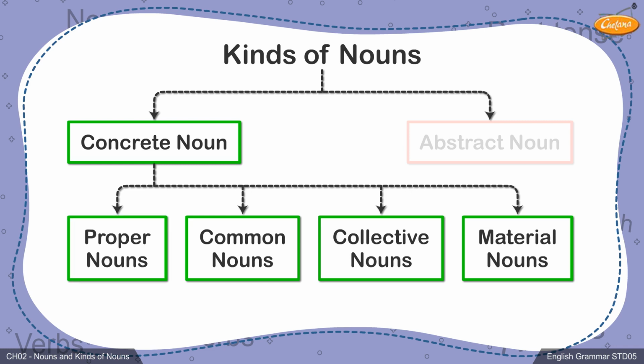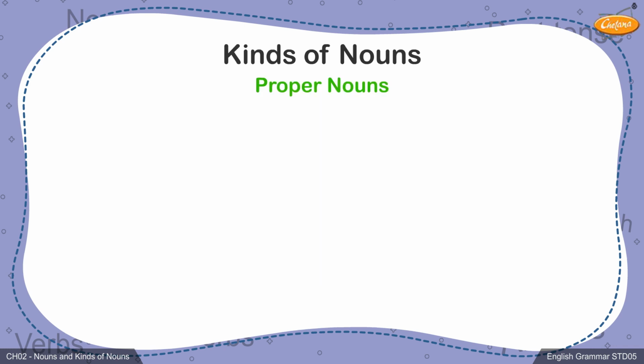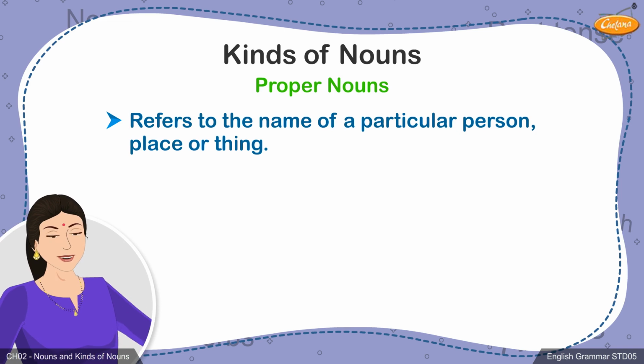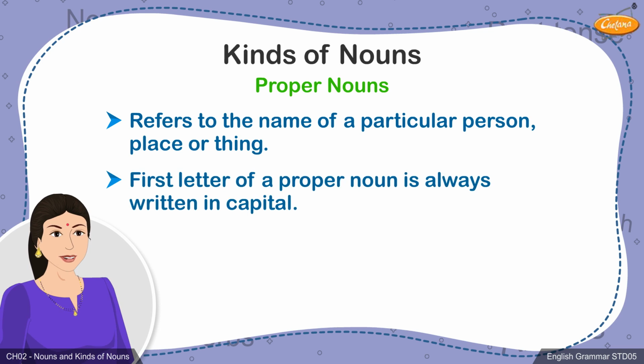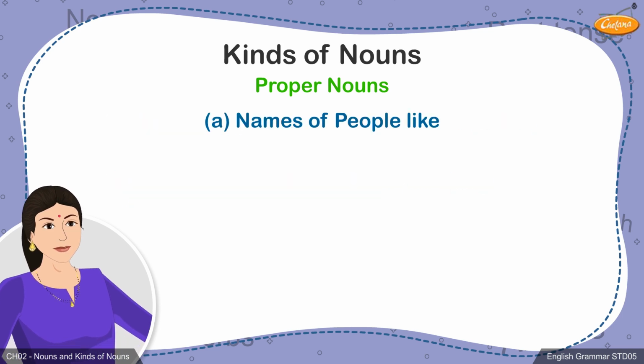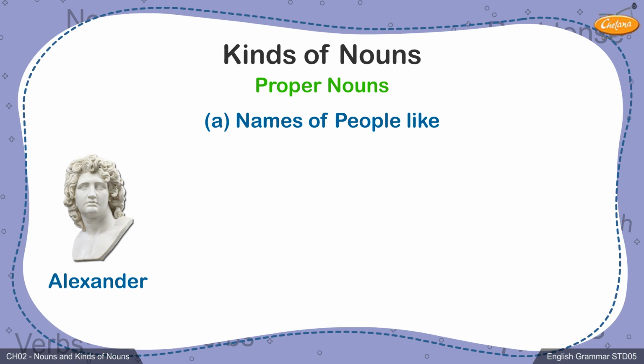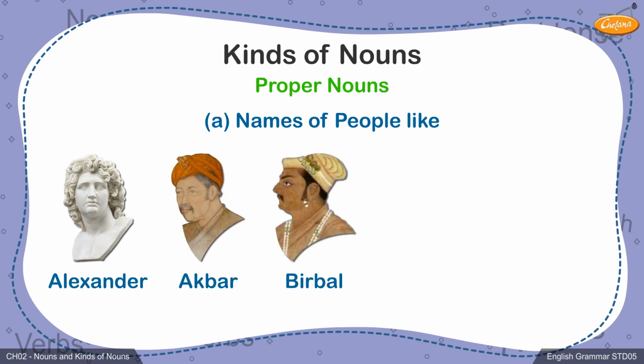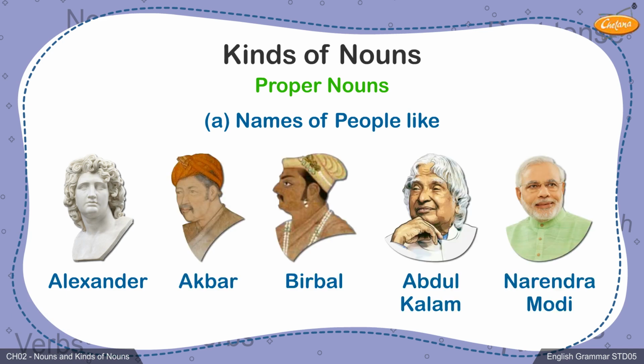Let's learn about the first type, that is, proper nouns. A proper noun is the name of a particular person, place, or thing. The first letter of such words is always written in a capital letter. Proper nouns can be A. Names of people. For example, Alexander, Akbar, Birbal, Abdul Kalam, Narendra Modi.